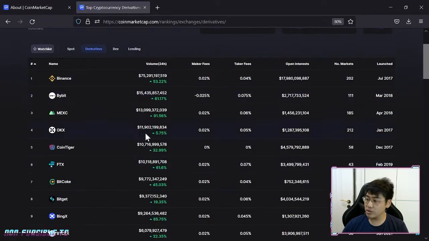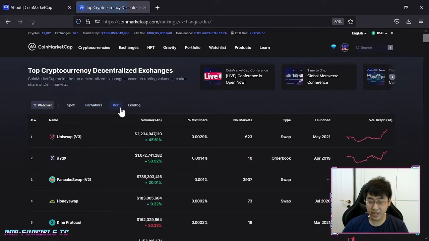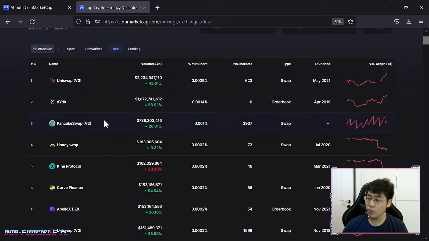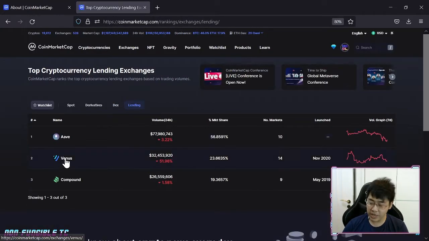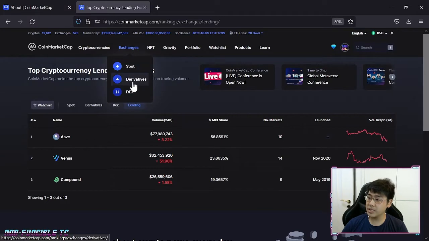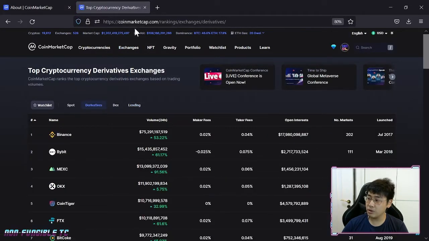Derivatives, they also have it. DEX, which is what I said, decentralized exchange. If you're interested in DeFi, decentralized exchange, if you want to be safe, you want to invest in the bigger ones, right? This is how you can actually do your own research, right? And you also have lending protocol, which I said Aave, Venus, Compound. If you want to lend money, you want to lend crypto and generate yield, you can look into this and explore whether these platforms are good for you to lend money to other people, right? So exchanges, basically derivatives is the same tab and so on, right?